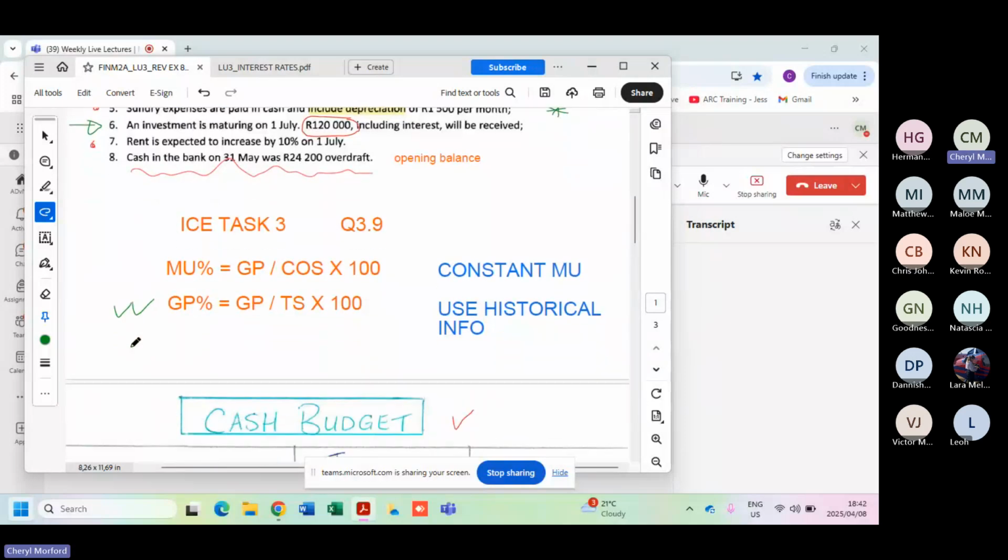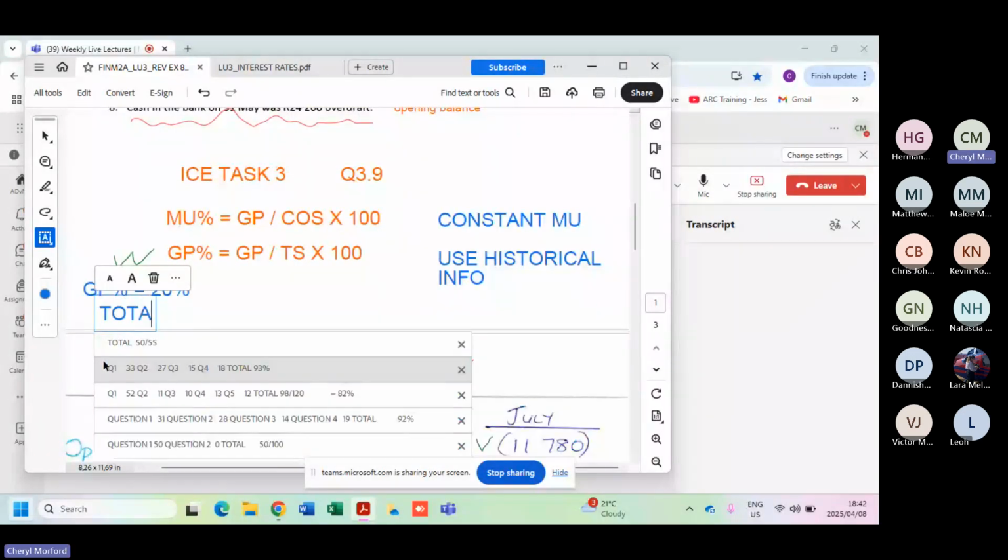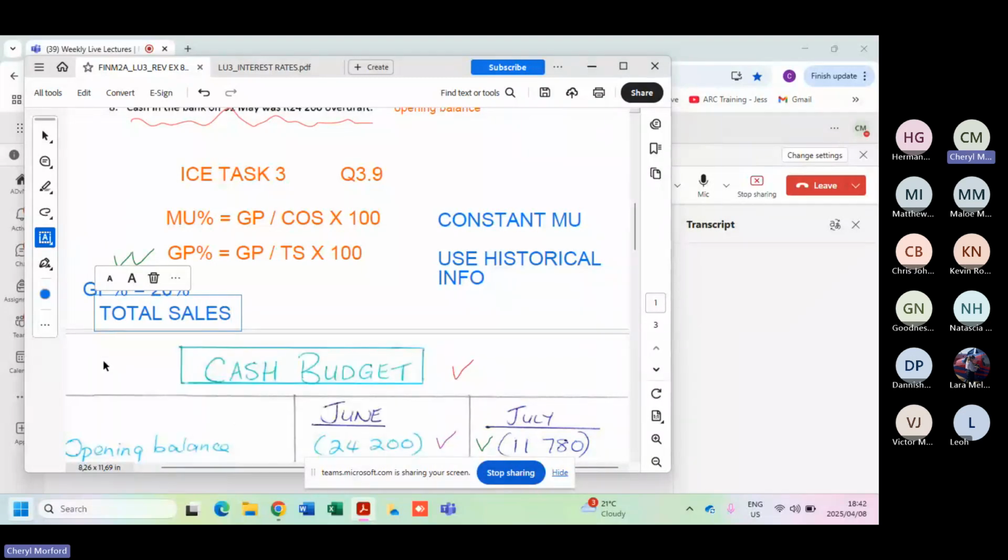So I'm just going to give you a small example over here. Let us say, for argument's sake, that the GP percent is equal to, let's make it an easy number, 20%. And we know that total sales, let's say, are 5,000 Rand. Can anybody tell me what gross profit is then?